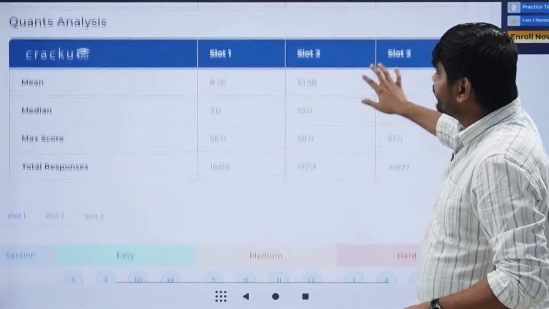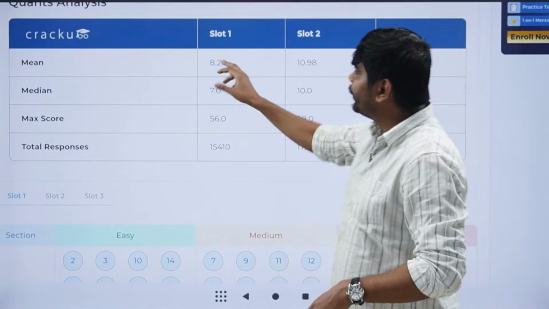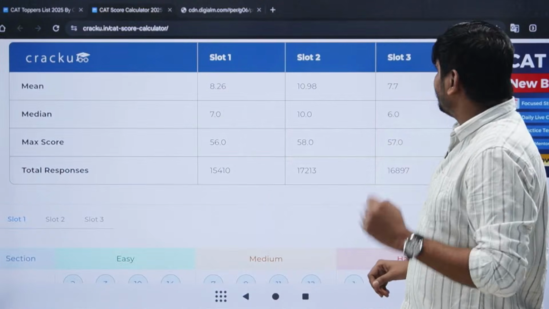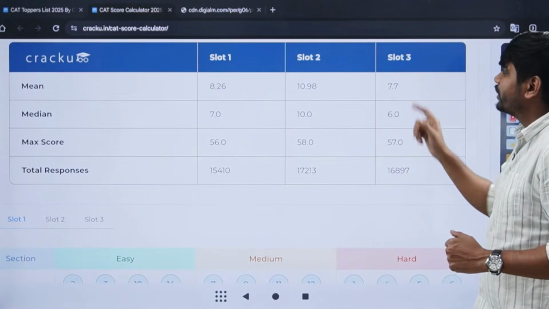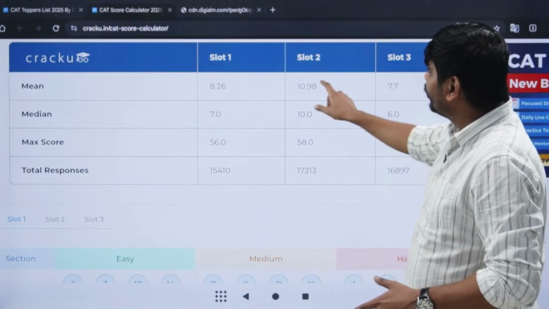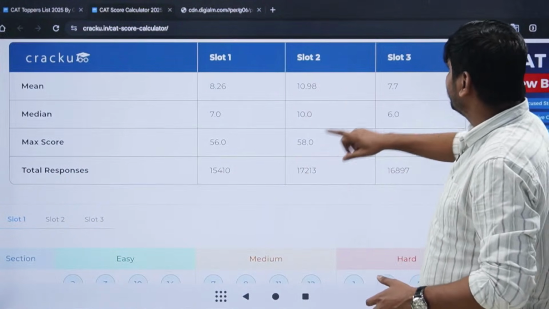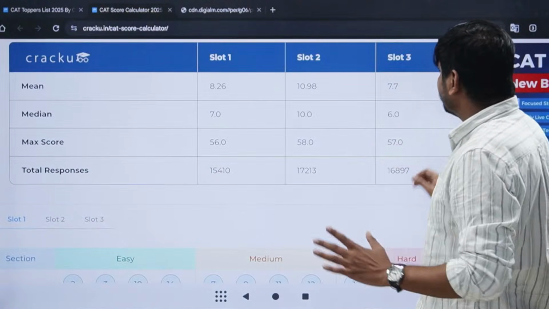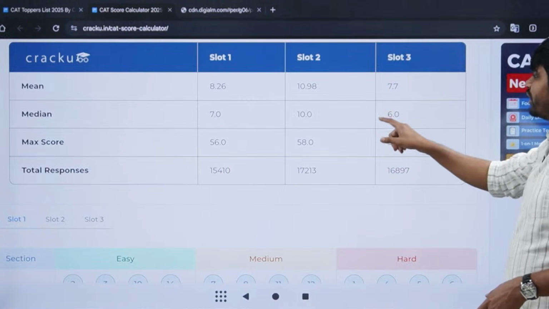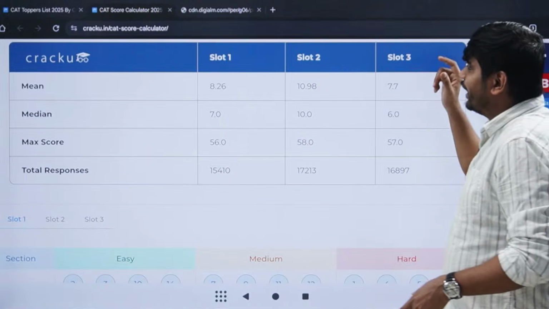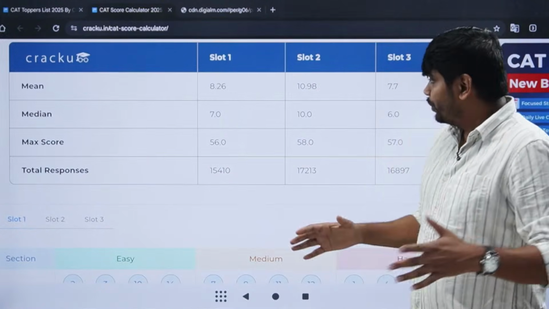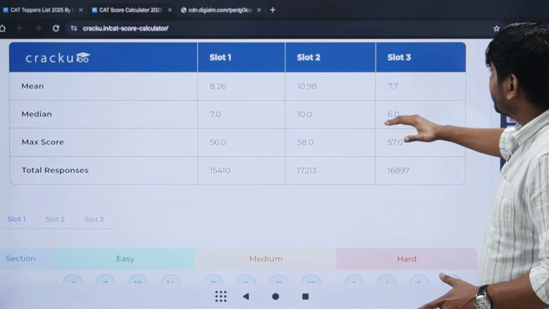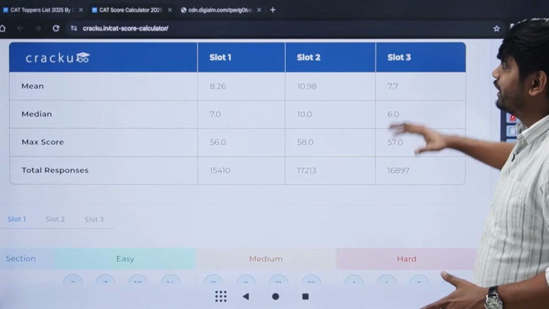Similarly, if you look at the quant section, the mean in slot 1 is 8.26, whereas in slot 3 it is 7.7. So relatively, slot 1 was easier in the quant section with respect to slot 2 and slot 3, and slot 3 was the most difficult among all the three slots. See, the median is also 6 in slot 3. So 50% of the people in the data that we have obtained have scored less than 6 marks in slot 3.